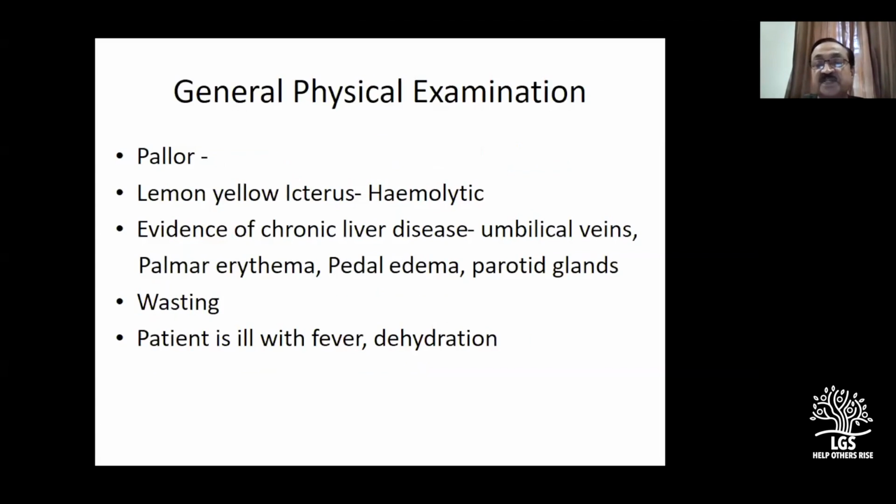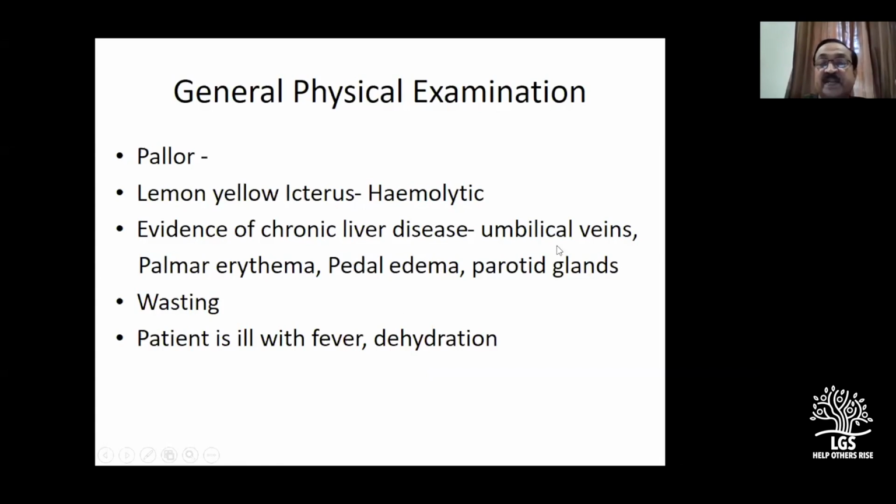So you are now given the patient, and you have to examine. You look for pallor, so you have noted that my patient has anemia. I know I need to correlate at the end when I give a diagnosis: anemia, splenomegaly, is it something related to the spleen? This is how you think. Lemon yellow, hemolytic, evidence of chronic liver disease. Chronic liver disease refers to cirrhosis of the liver.